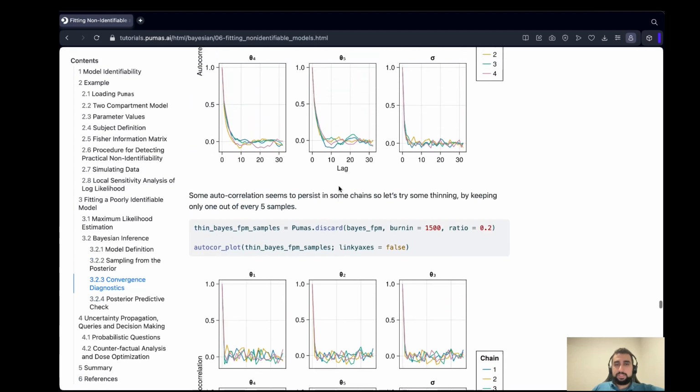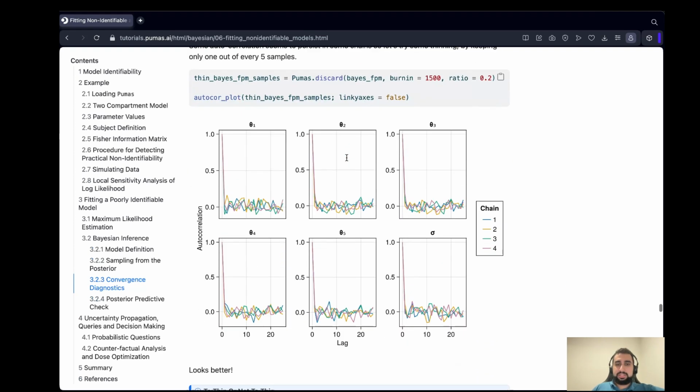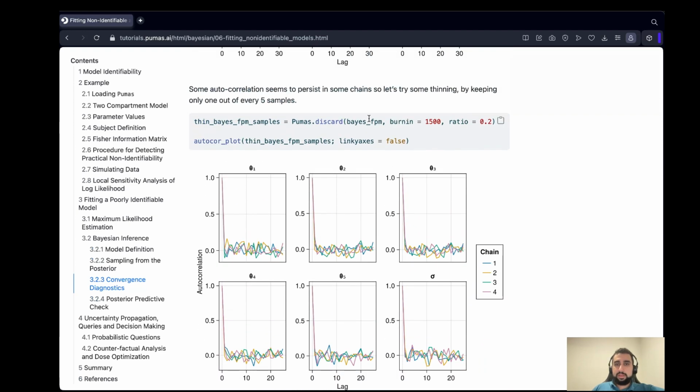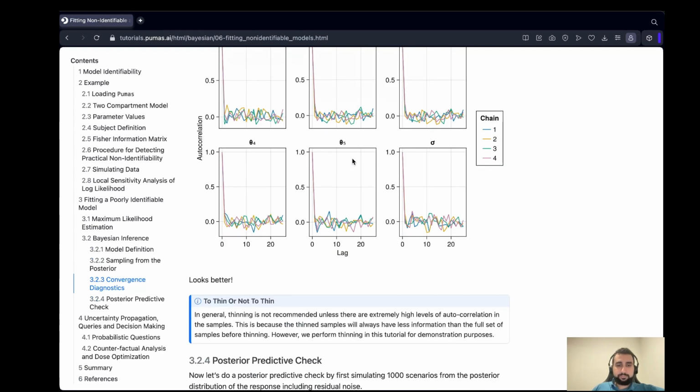And so in general, subsampling reduces the amount of information, and so it's generally not recommended to do that unless you have really high autocorrelation and you have a good reason to do this thinning, in which case you can again use the discard function. And notice I give it again the output of fit here. I specified the burn-in again, so it first removes the first 1,500 samples, and then from the remaining 1,500 it picks only 20% of those. So that's the idea here.